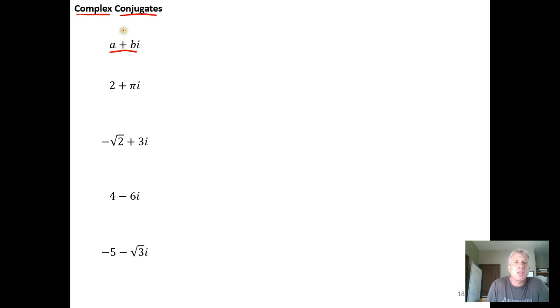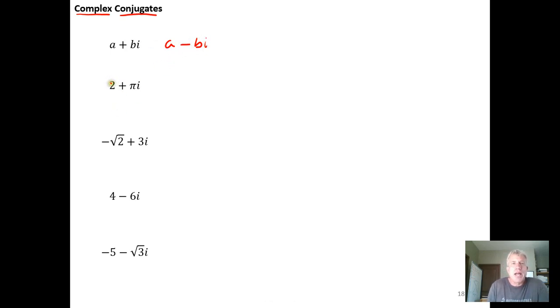And all a conjugate of a complex number is, you take the complex number that you start with, you look at the operator that separates the real part from the complex part, the part that has the i, and you replace that operator with the opposite operator. So if it's plus, you're just going to replace it with a minus. So the complex conjugate of a plus bi is the complex number a minus bi.